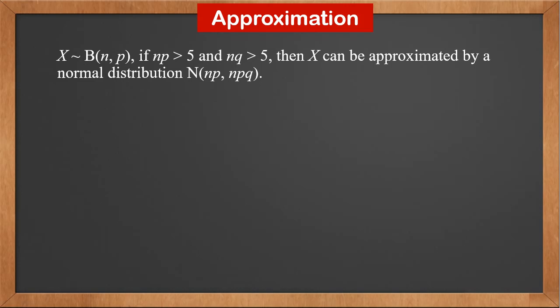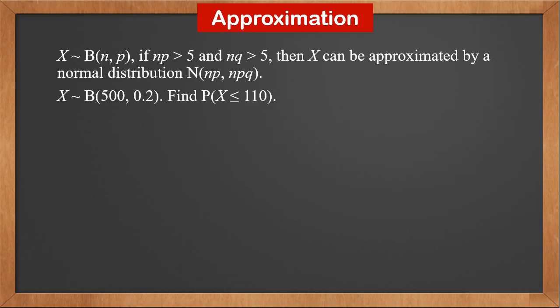X is B(n, p). If np is greater than 5, and nq is greater than 5, then X can be approximated by a normal distribution with np as the mean, and npq as the variance. This is because a binomial distribution's mean is np, and variance is npq.